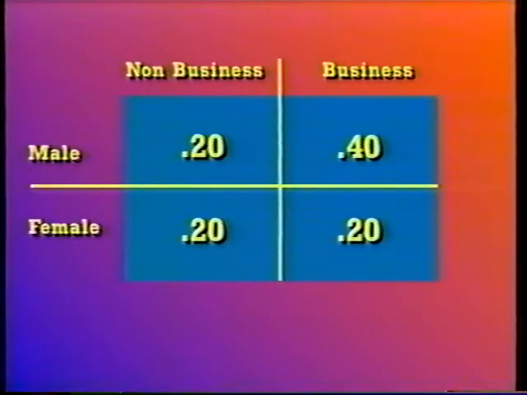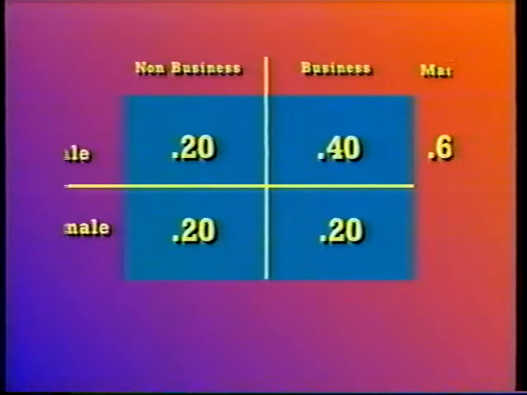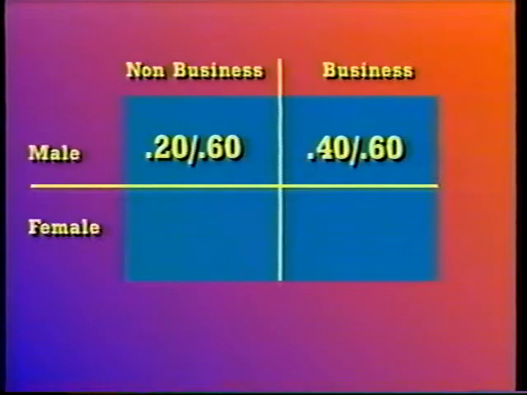Recall, we have joint probabilities for gender and major given by the registrar's office. The problem we face is, how can we convert from the joint probability table of B and M to the conditional probability of B given M? We do this by computing the marginal probabilities for male and then dividing the joint probabilities by the marginal.